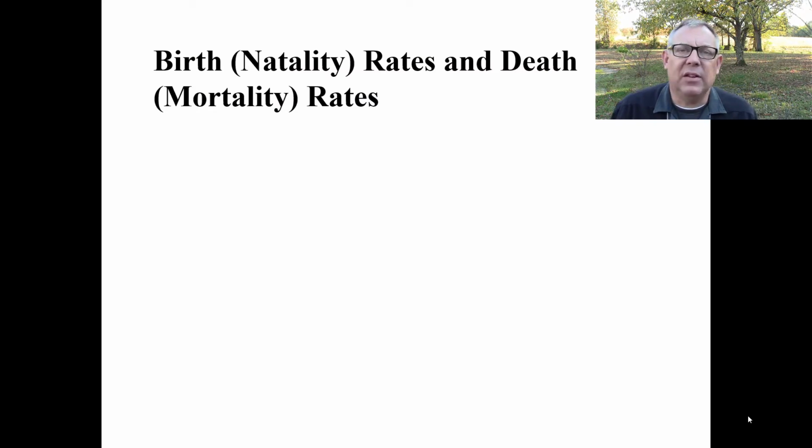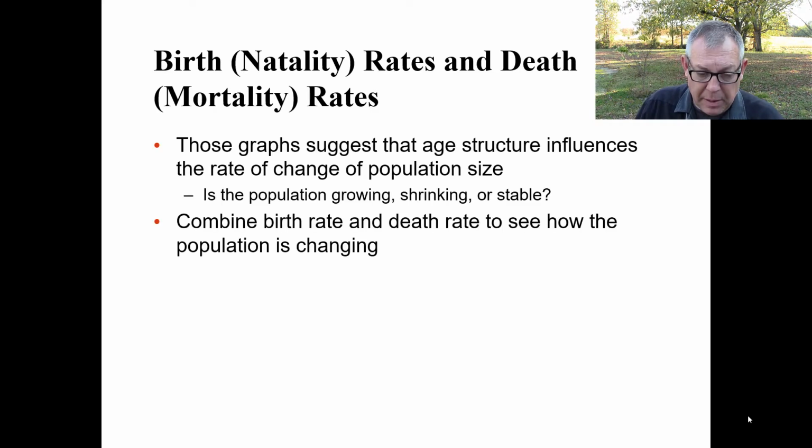Okay, so related to that are these other population characteristics we mentioned, which are natality and mortality rates. Natality is birth rate, mortality is death rate. The age structure is going to influence these rates, and the death and birth rates are going to influence the size of the population. So it's all interrelated here. Like we said, age structure influences whether the population is growing, shrinking, or stable. We saw the different countries and how their age structure influenced that, and this is related to the birth rate and the death rate.